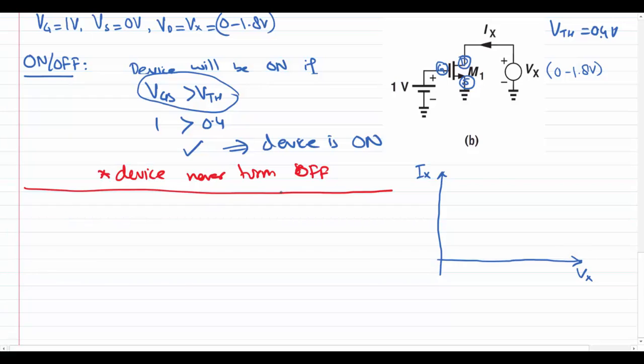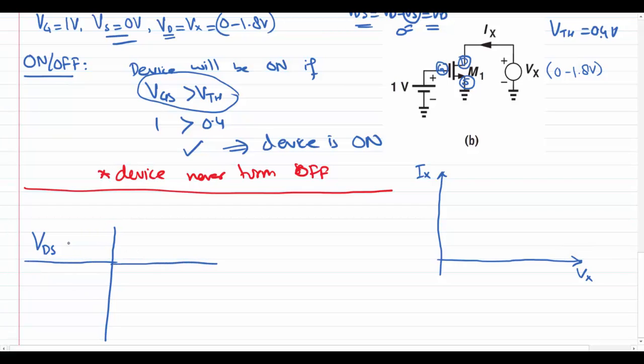Now that we have decided that the device is always on, let's see in which mode of operation the device is operating and when it is going to change its mode of operation. To do that, again I will need the help of a table. So let's draw a table. Here I can see that Vd is also equal to Vds, because Vs is 0 from here. So I can say that Vds is actually equal to Vd. So I can plot Vds in one column, and I know that Vds is equal to Vd, which is actually equal to Vx.